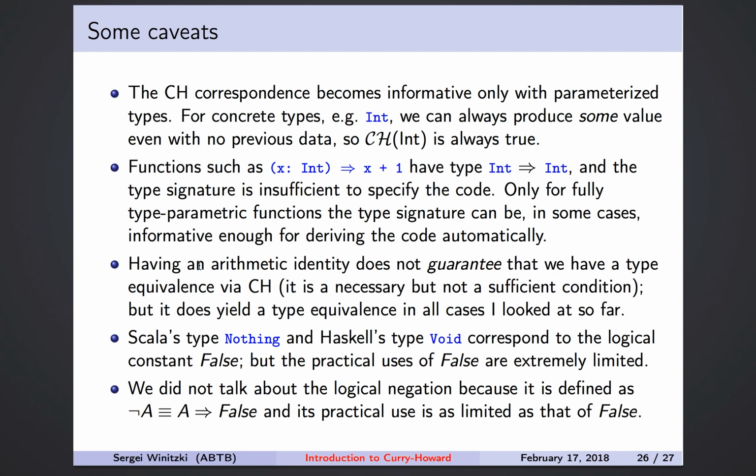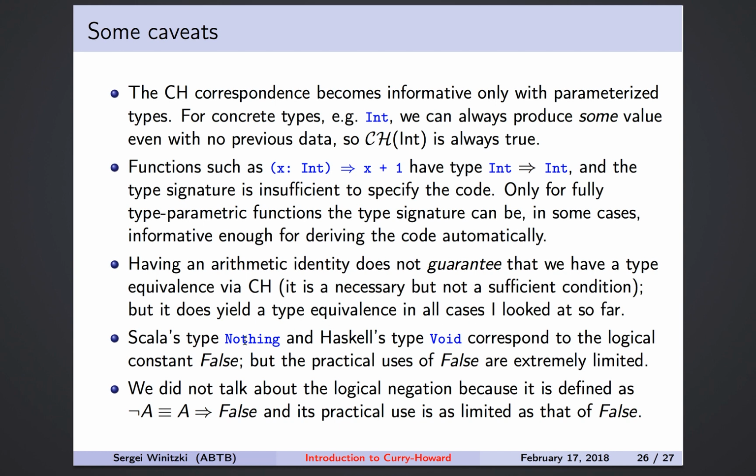Another caveat is that I don't know the proof that arithmetic identity guarantees the type equivalence. It is certainly a necessary condition, because if two types have different cardinality, or different size of their sets of values, then they cannot be equivalent, or they cannot be isomorphic. So this is a necessary condition, but it's not a sufficient condition, it looks like. I don't know if this is sufficient. I haven't seen any counterexamples so far.